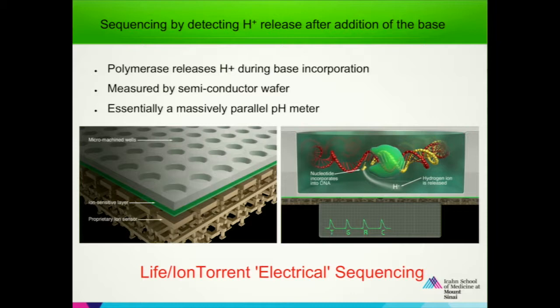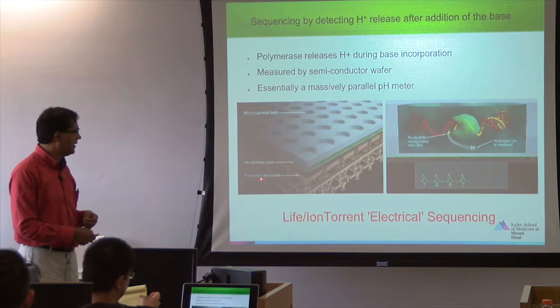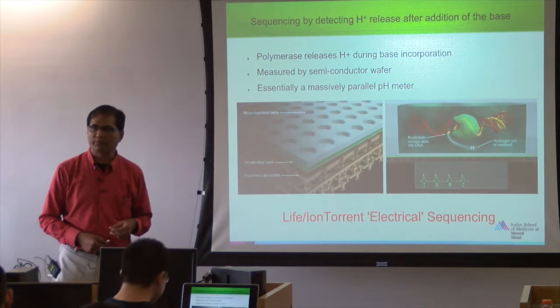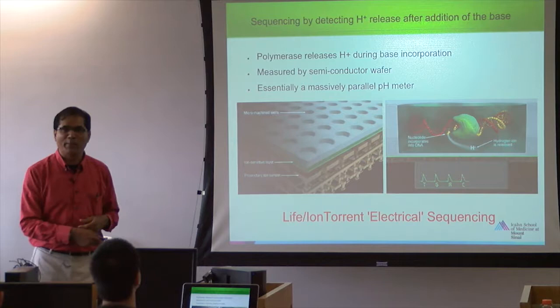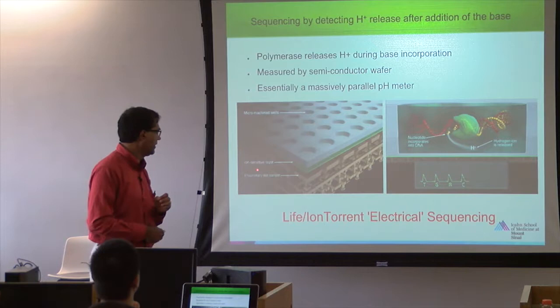This is the actual chip. These are the nanowells here. So when hydrogen is released, they detect it with the ion-sensitive layer they had, an ion sensor here. That ion sensor detects the release of hydrogen ion. Same thing, instead of APS and pyrophosphate, no camera here. It becomes much cheaper. Just detect by voltage, by detecting the release of hydrogen through the ion sensor. That's why it was called Ion Torrent. Still it is being used, this machine.